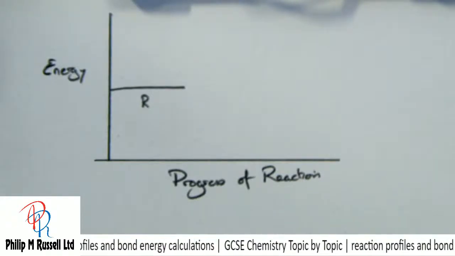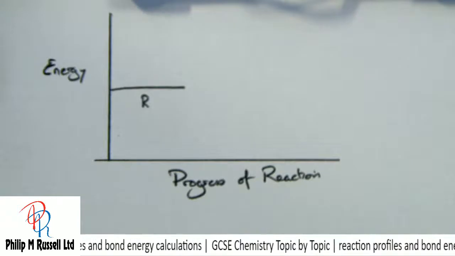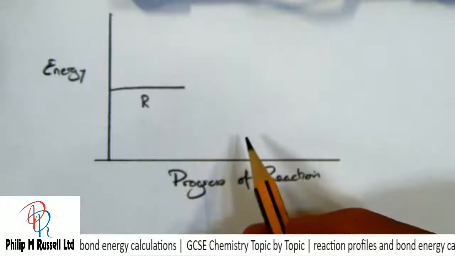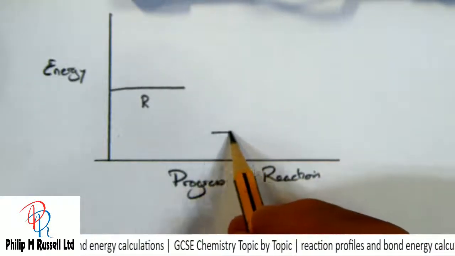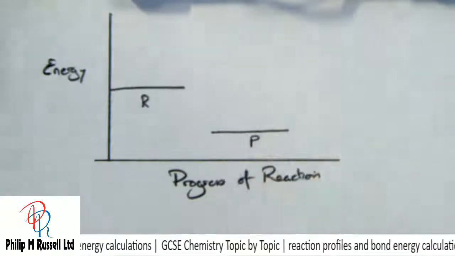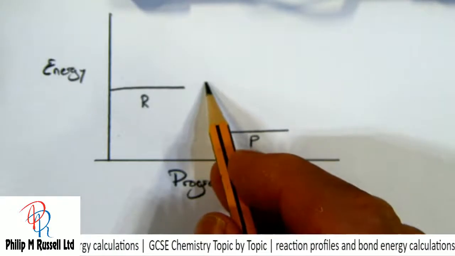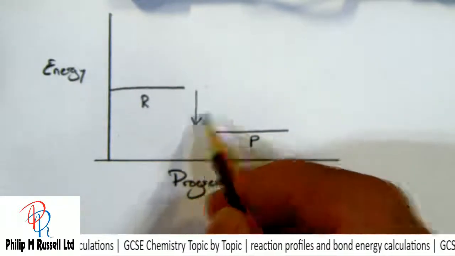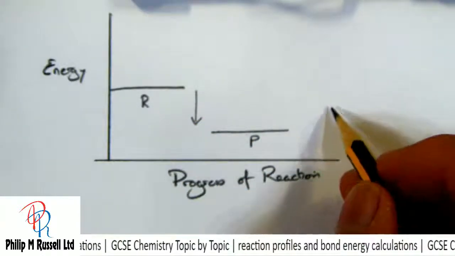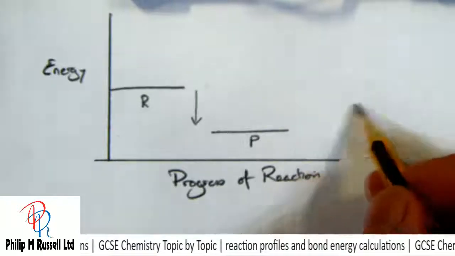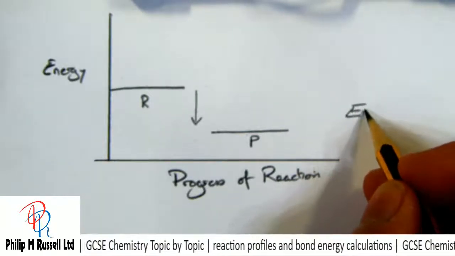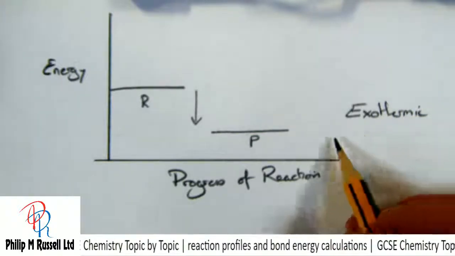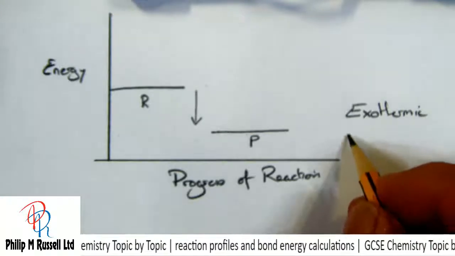Now when these start to react, they can either have an exothermic or an endothermic reaction. Let's look at an exothermic reaction, and when they finish we've got our products, and they have less energy than they've started with, so energy is lost. What happens to this energy? It needs to be given out to the environment. So this is an exothermic reaction, in that energy is lost to the environment.